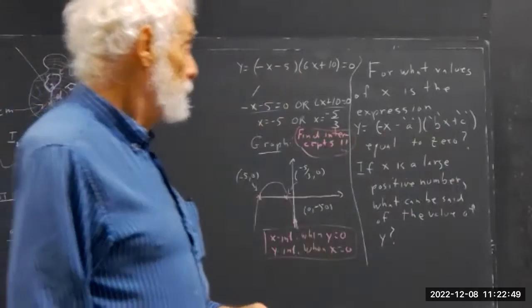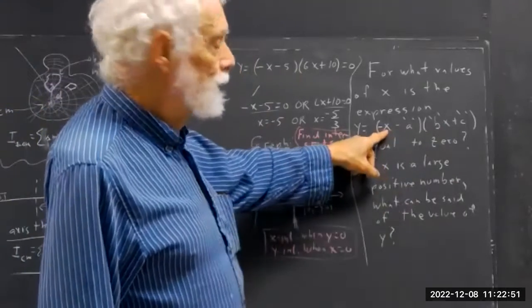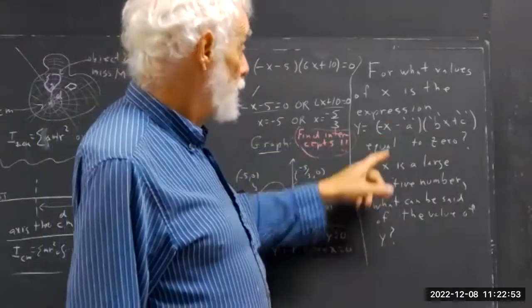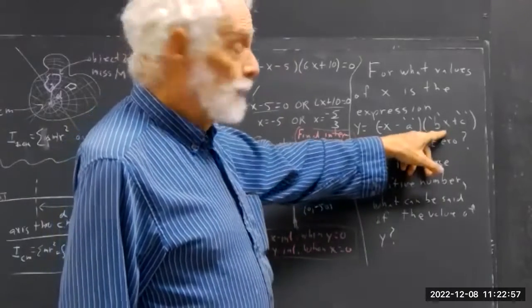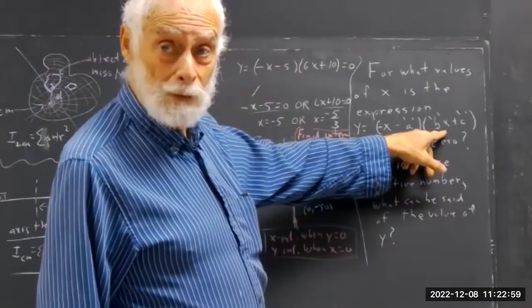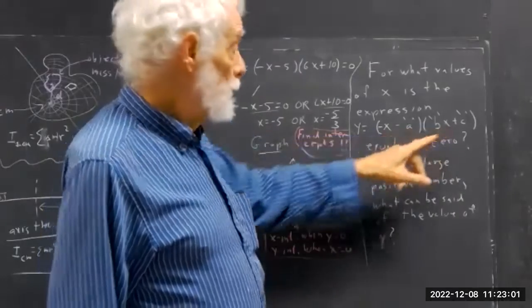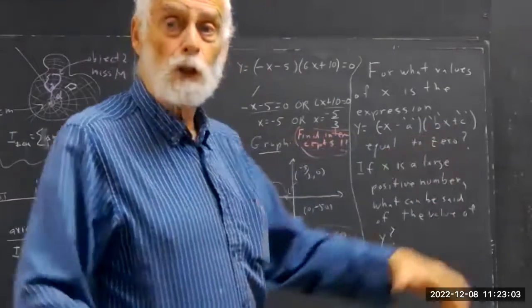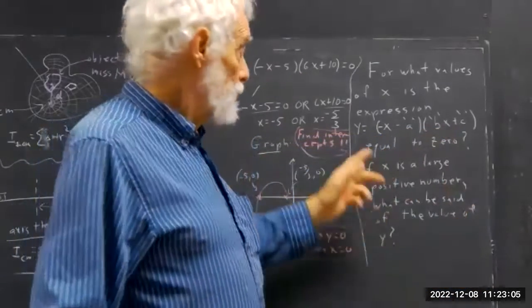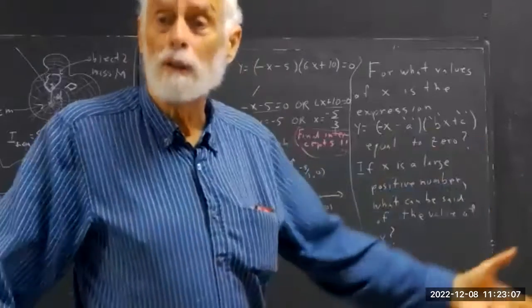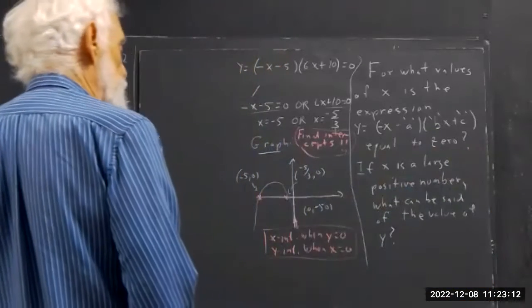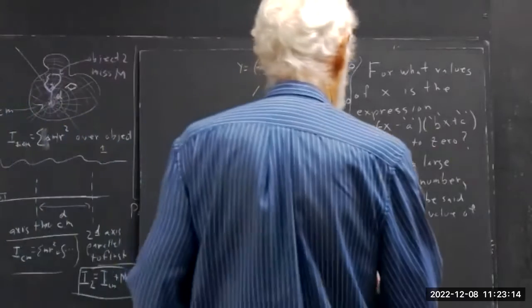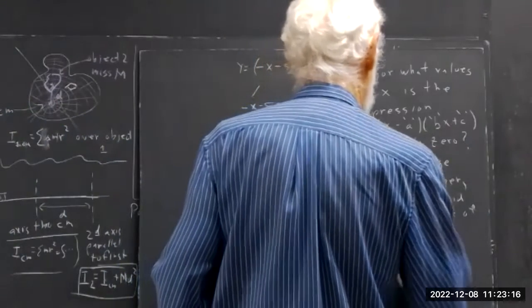If x is a really big positive number, this term is going to be a really big negative number, and this term is going to be a big positive number, right? When you multiply two really big numbers, you get a huge number. And when one of them is negative and the other is positive, it's a huge negative number. So we can answer this question.